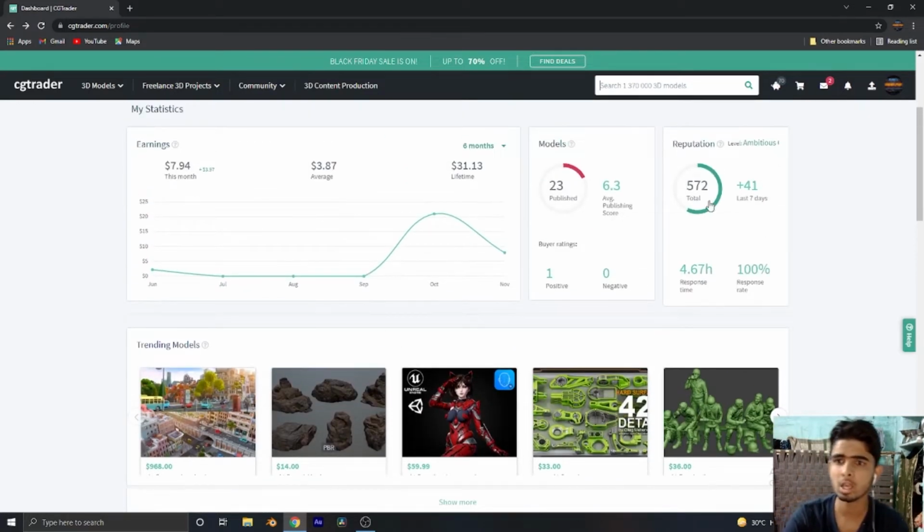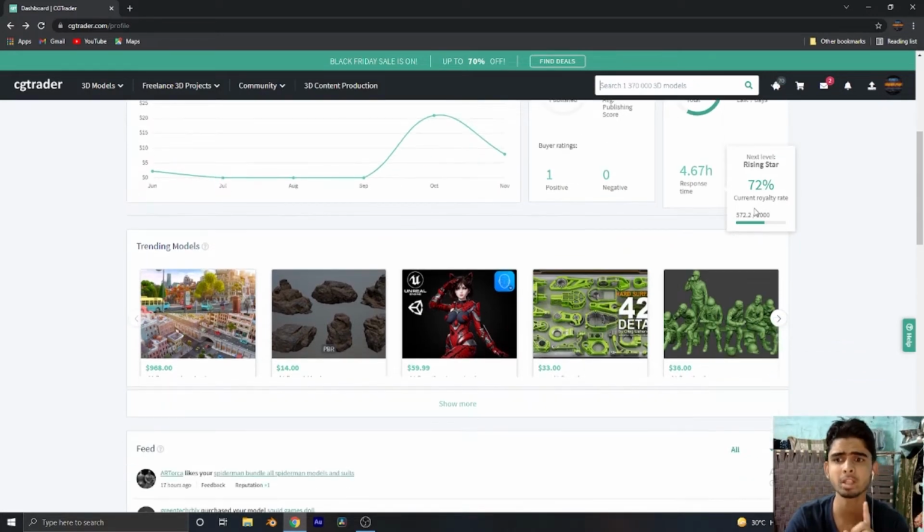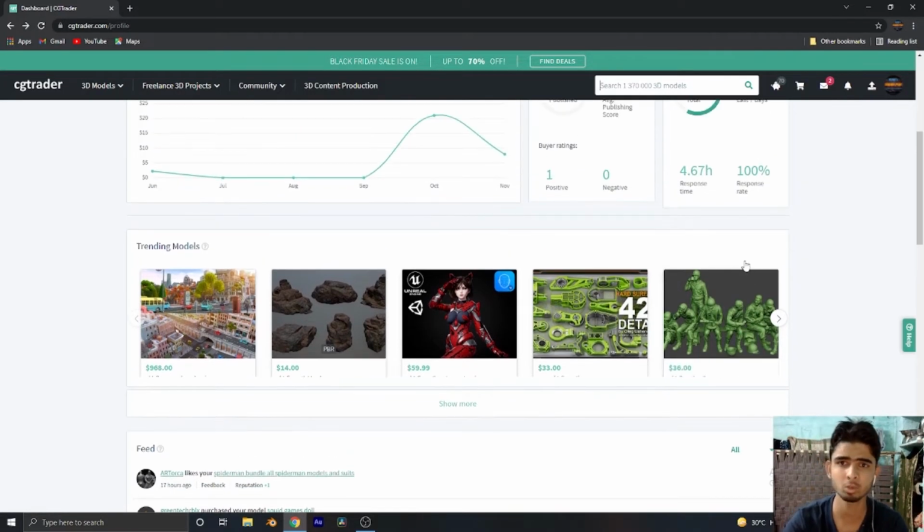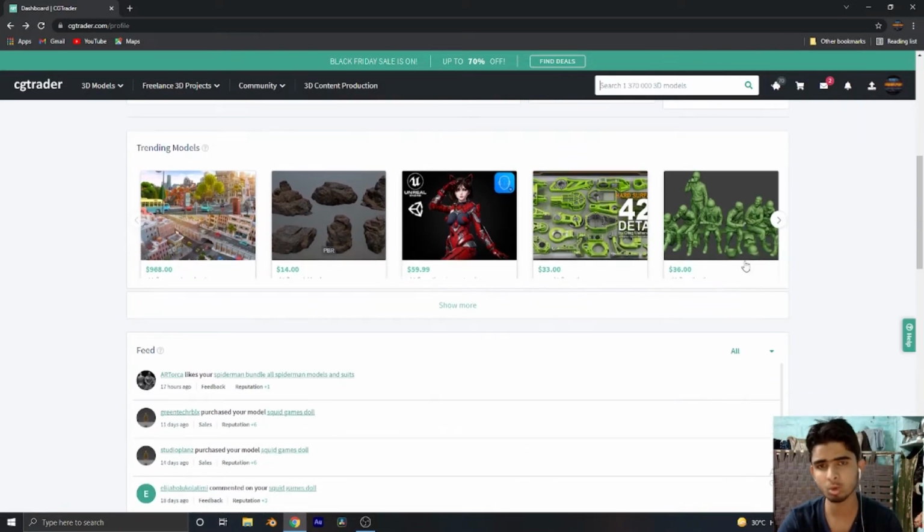Look at this. My reputation point is 572, that's why I earn 72% royalty. My current royalty rate is 72%. Last month my royalty rate was 71%. Now it is 72% because I make more models and earn more. So my points increase day by day, and now the royalty rate is 72%.